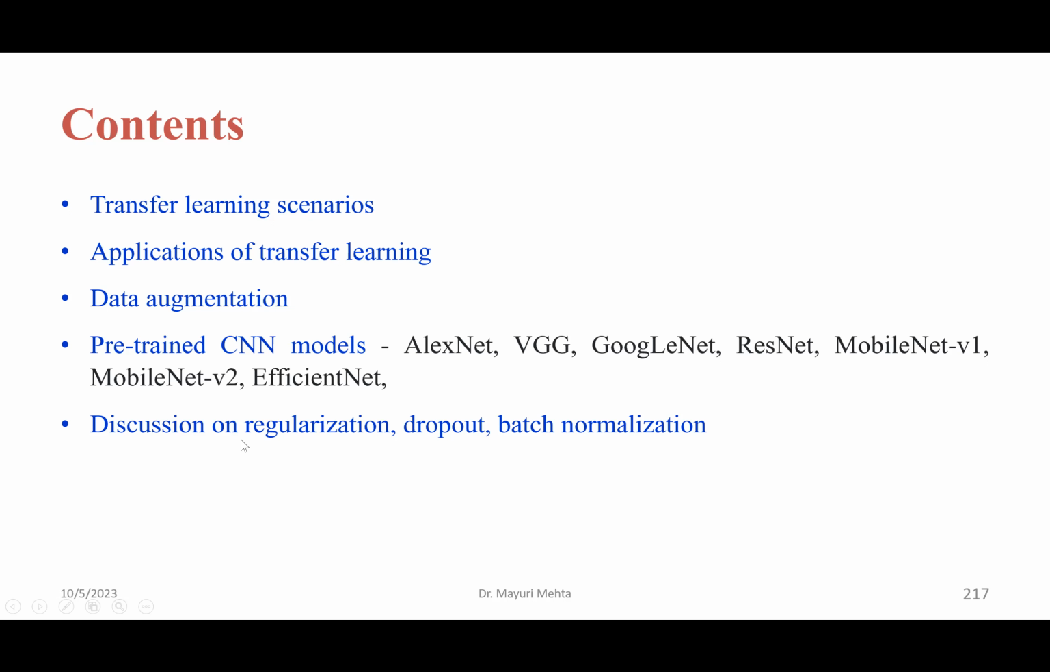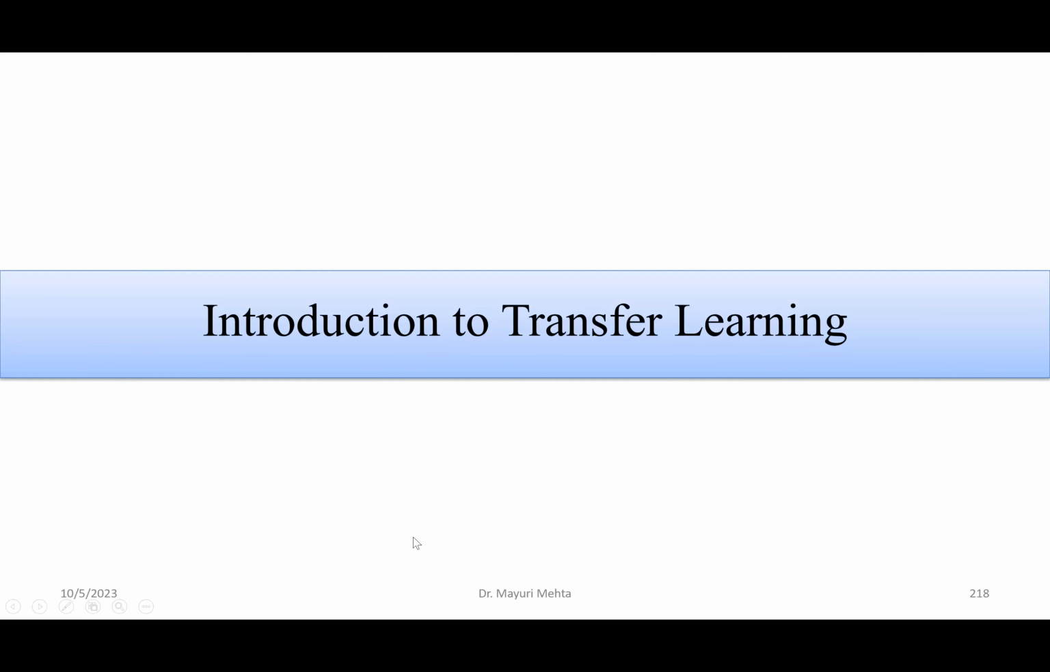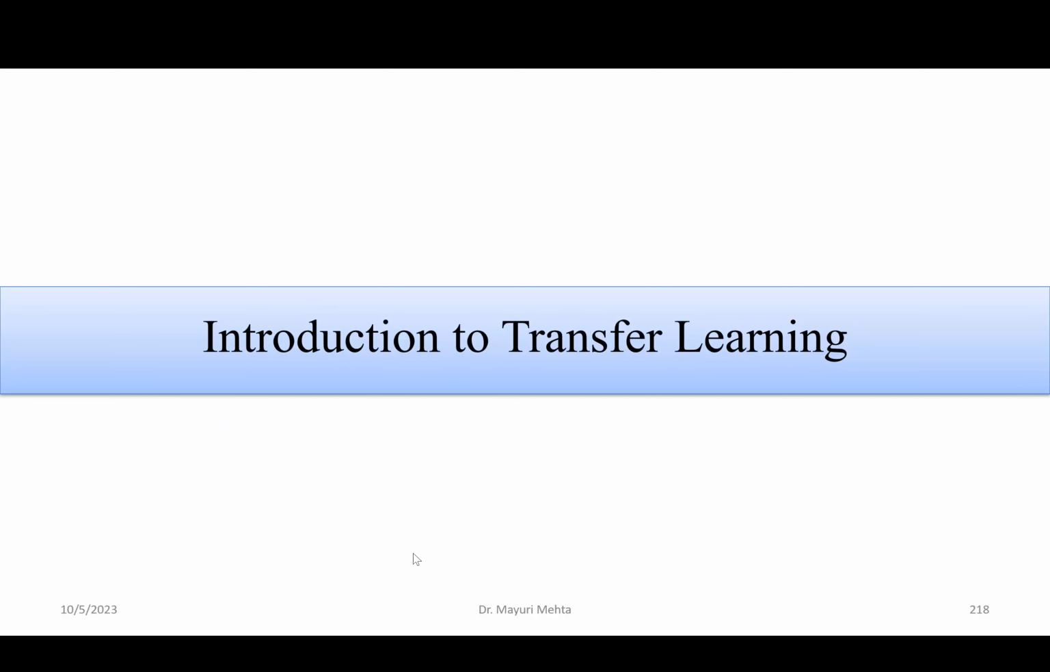And finally, a brief discussion on regularization, dropout, and batch normalization. In fact, dropout and batch normalization were already discussed in previous units. So I may skip these topics. I'll first check what was exactly covered in previous units, and accordingly, I may skip these topics. Okay, so let me first introduce transfer learning.